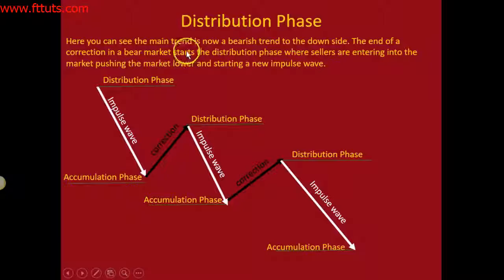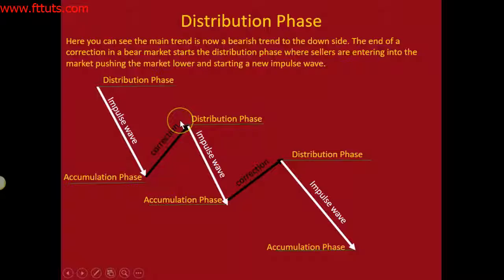So the distribution phase is a little bit different. It's the same, but in a different way. Here you can see the main trend is now bearish, and the trend to the downside is bearish. So the end of the correction in a bear market starts the distribution phase where sellers are entering into the market, pushing the market lower and starting a new impulse wave. So you can see this is the distribution phase. This is where more sellers jump into the market and push this market lower, and that's the direction we want to go. Therefore, at the bottom of the impulse wave, where we get our correction, will be the accumulation phase.